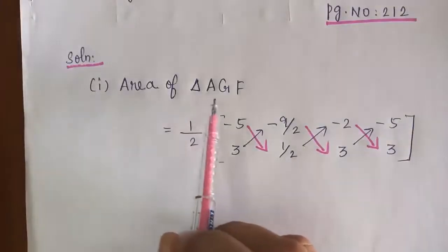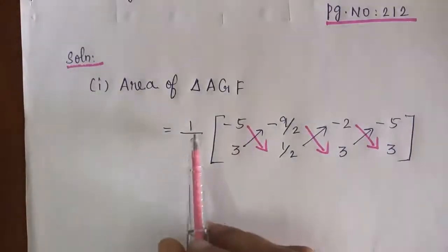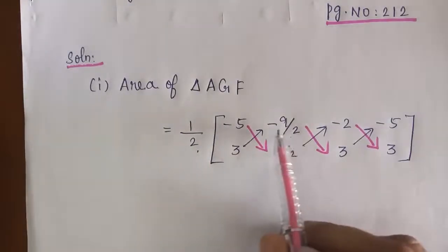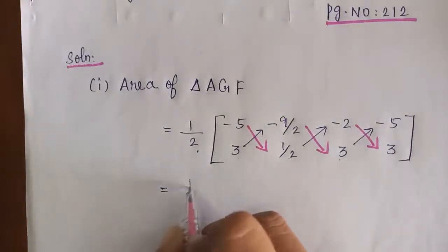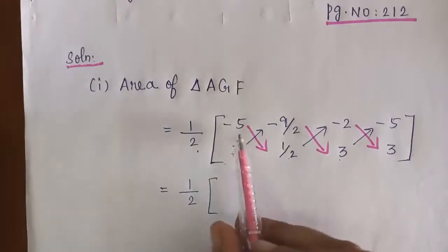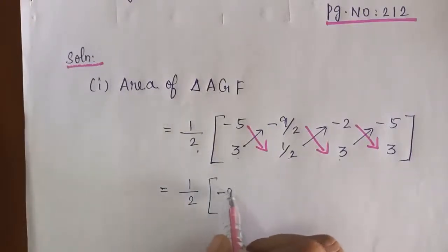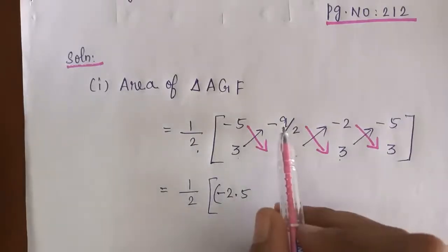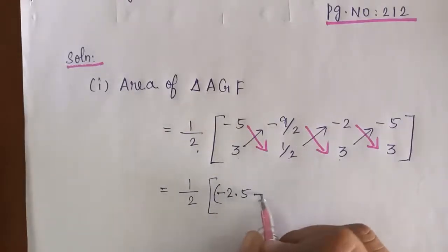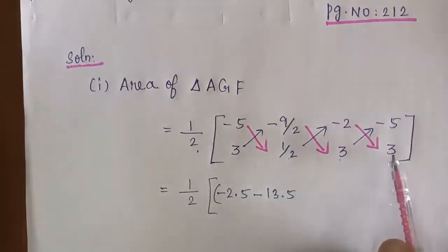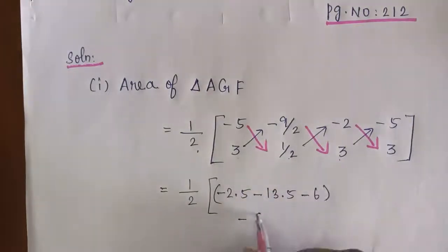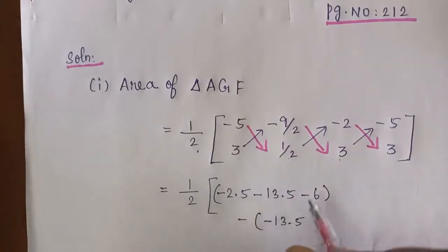Solution, first you have to find the area of a triangle AGF, which is equal to 1 by 2 into minus 5, 3, minus 9 by 2, 1 by 2, minus 2, 3, minus 5, 3, which is equal to 1 by 2 into minus 5 into 1 by 2 is minus 2.5, minus 9 by 2 into 3 is minus 13.5. This is simple calculation, that's why I am skipping it. Minus 2 into 3 is minus 6. Minus of 3 into minus 9 by 2 is again minus 13.5. 1 by 2 into minus 2 is minus 1.